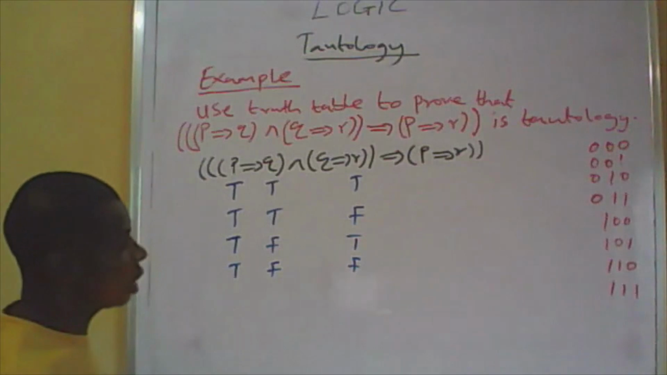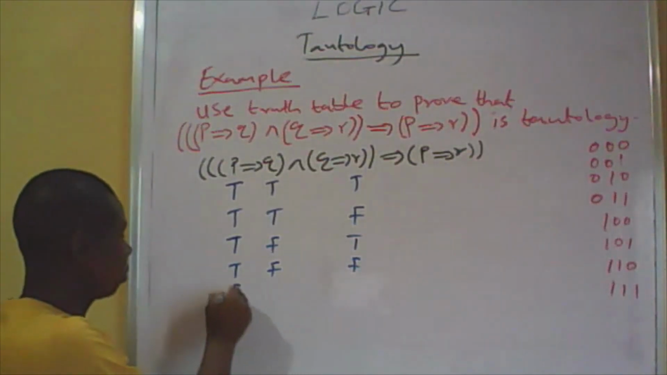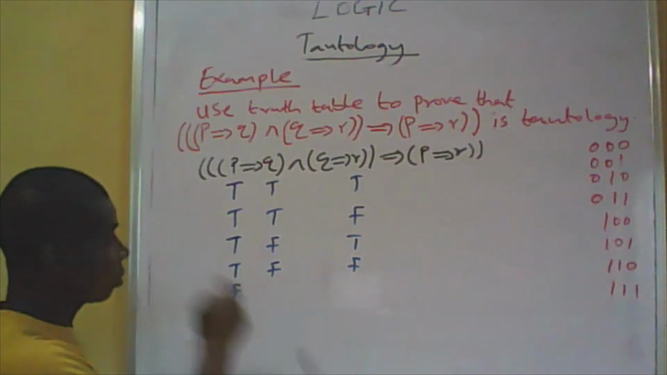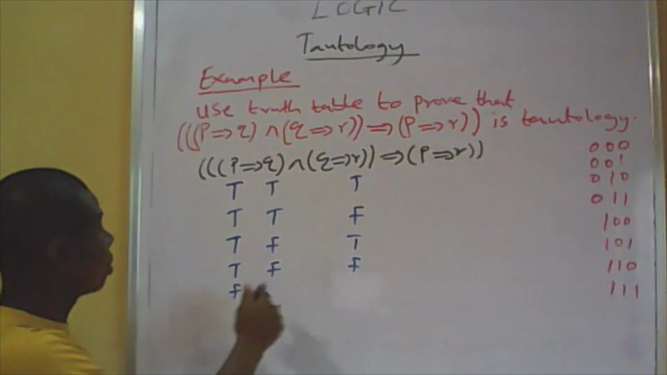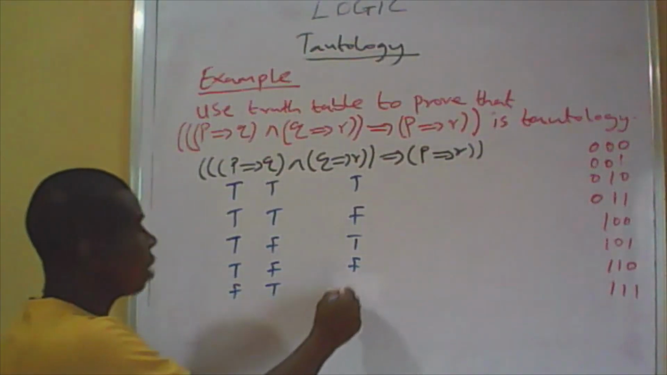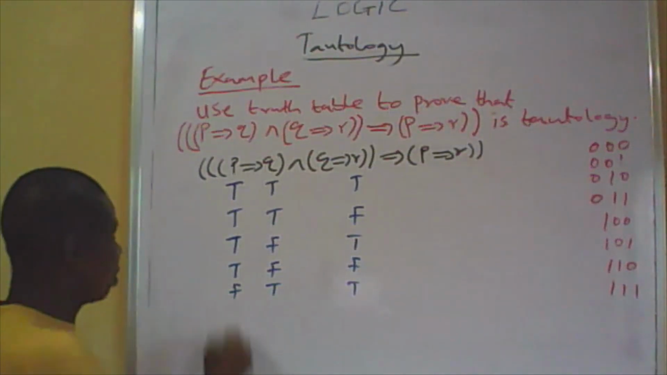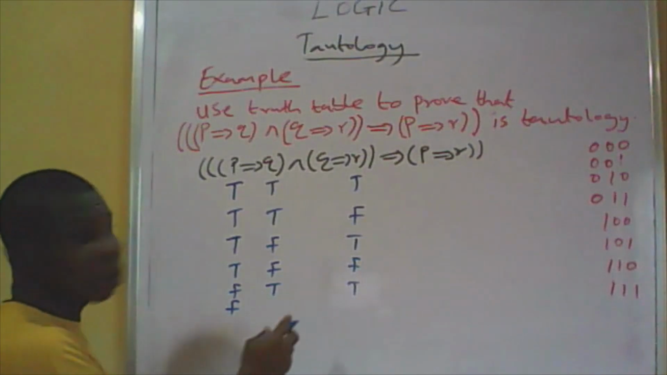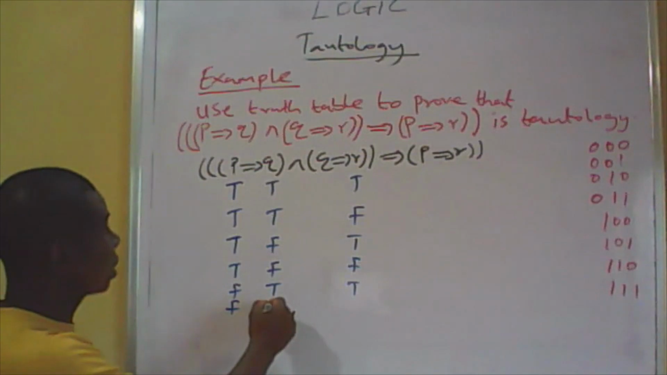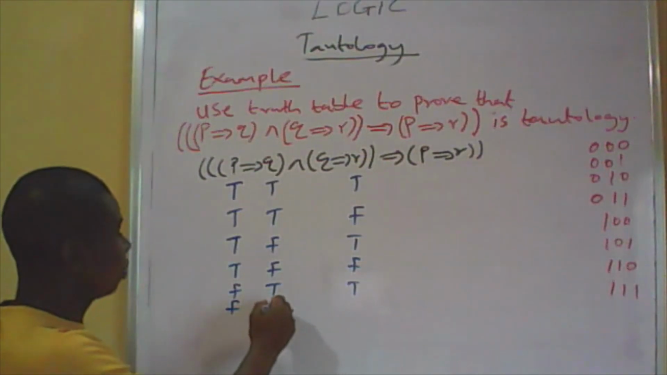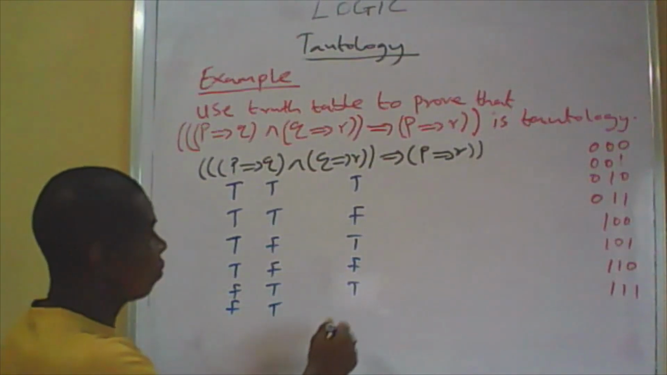We have also 011. That means under P, we have F. Under Q, T. Under R, T. Next one is 010. That means under P, we have F. Under Q, we have T. Under R, we have F.